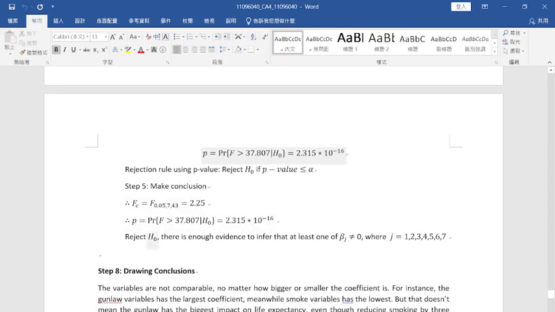For the conclusion, we reject the null hypothesis because there is enough evidence to infer that at least one of the beta is unequal to 0.